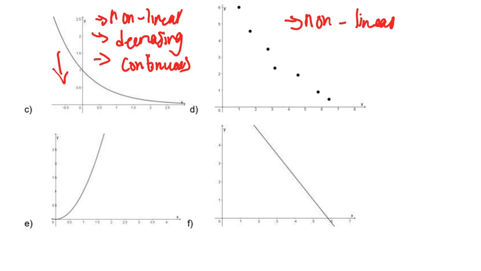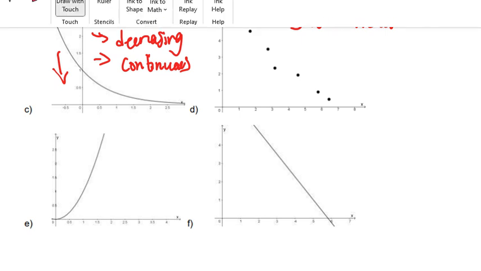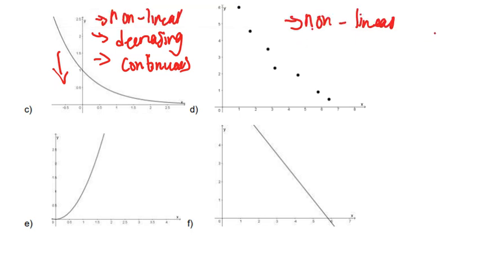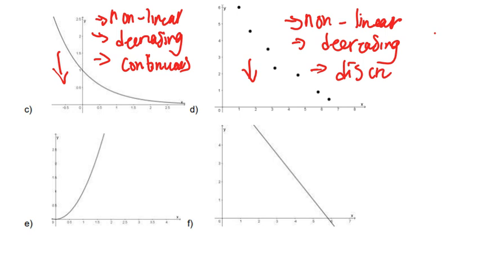Now let's carry on. Is our graph decreasing or increasing? So our graph is decreasing. Why? Because as we move from left to the right, our points keep on going down. So it is decreasing. Is our graph continuous or discrete? Obviously, it's in points, so it should be discrete. It's simple.